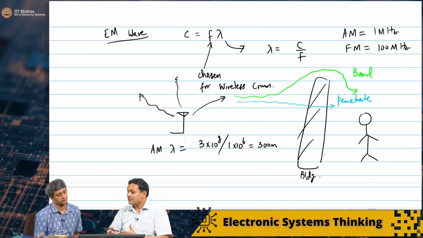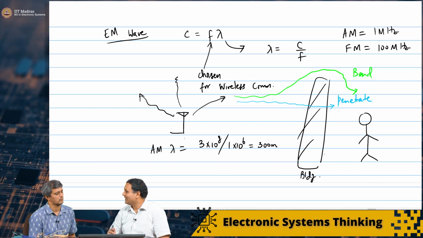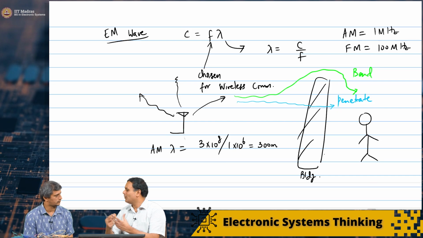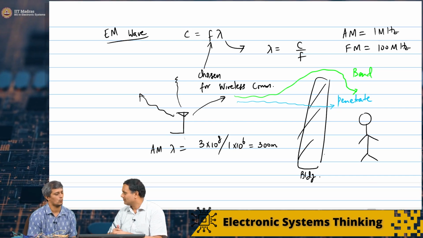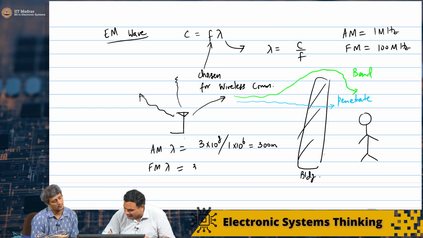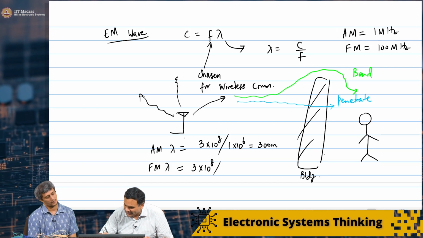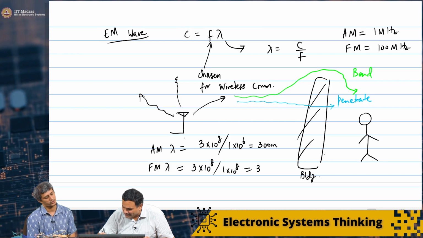As you can see, it's a very wide wavelength. Very easily it will bend around buildings. There is no problem at all, because any small structures, the wave is able to bend around. And if you look at FM lambda, it's not that different. It's 3 into 10 power 8 by 100 megahertz, which is 1 into 10 power 8, which is still 3 meters.